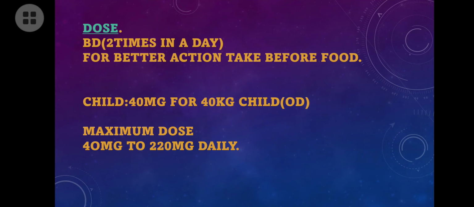Next, doses. See here, if you discuss the dose, BD means 2 times a day. For better action, take before food. This medicine is given before food. And for children, 40 mg for a 40 kg child. If a child is 40 kg, then only we can give this drug, once a day. Maximum dose 40 mg to 220 mg daily we can give. This is available in different forms, in tablet form, intravenous form. Then it is also available in the suspension form, pantoprazole.